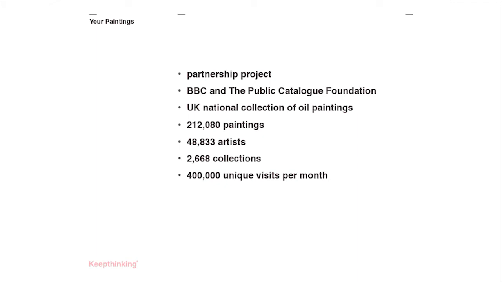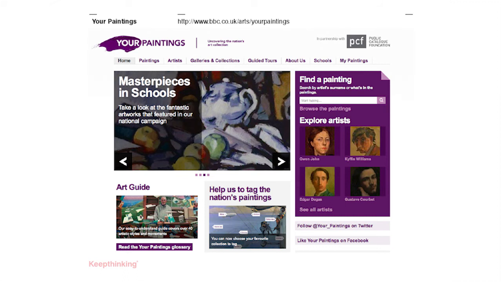And the website now, since going live in 2011, has reached 400,000 unique visitors per month. And of course, that's partly to do with the reach that the BBC are able to bring to this, but also the extraordinary range and visual quality of the material that's in there. In terms of the proposition, it's a general audience proposition. BBC are clearly focused on education, entertainment for the wider public as part of their remit.